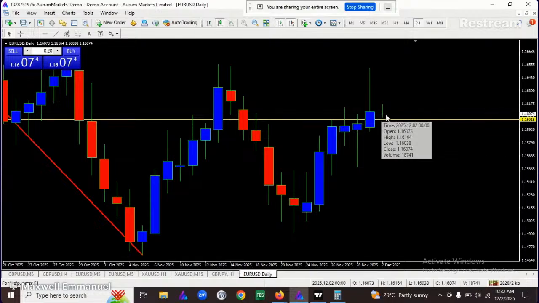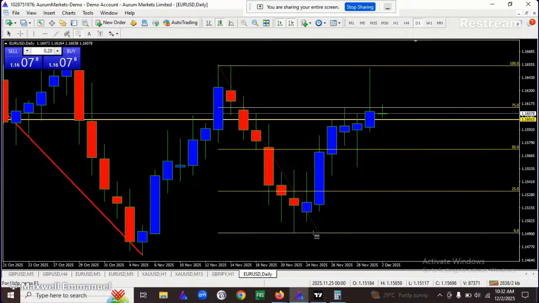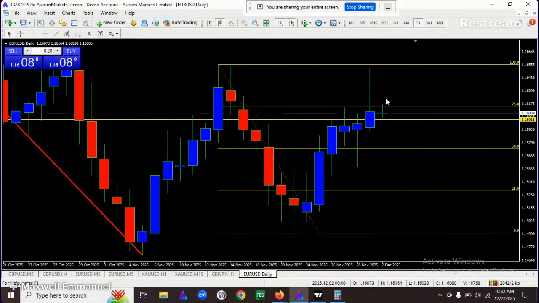Because the market opened above the average, but I will not buy because if you apply your Fibonacci from this previous high to this previous low, you can see that price is at a premium area. So that's the reason I won't take a buy trade. And also, the candlestick that closed yesterday closed as a shooting star. So it will not make sense for me to buy. Okay, so I'll be looking for sell opportunity on Euro USD.